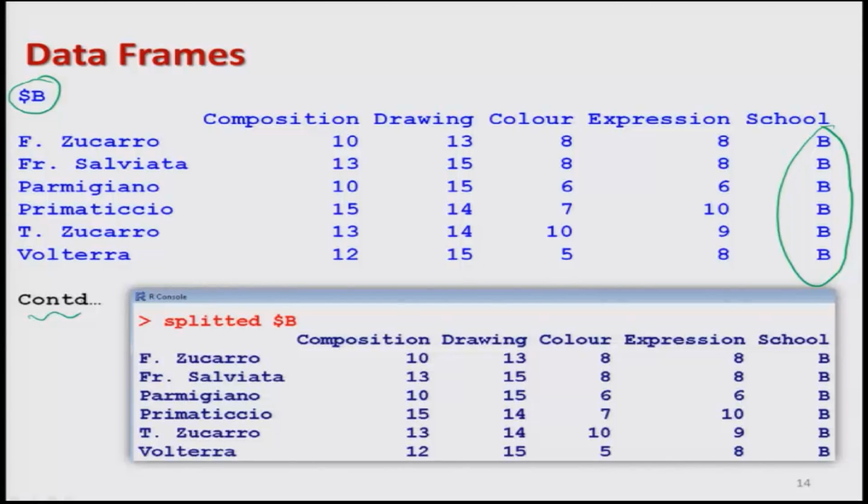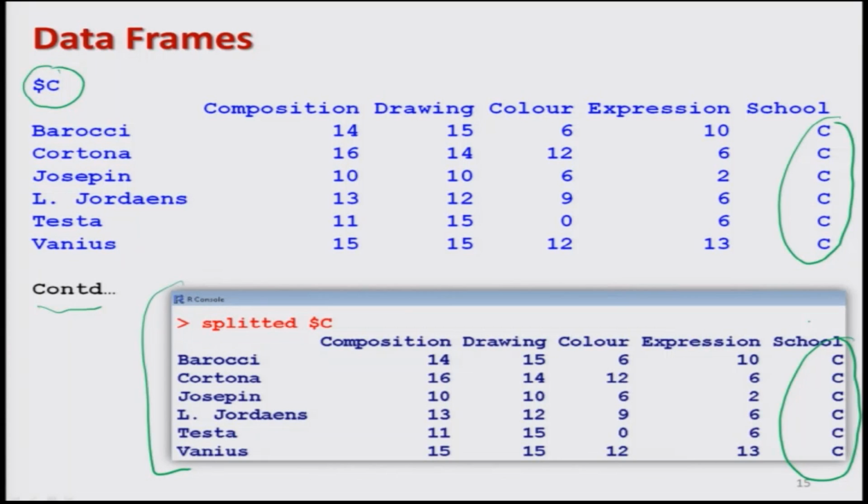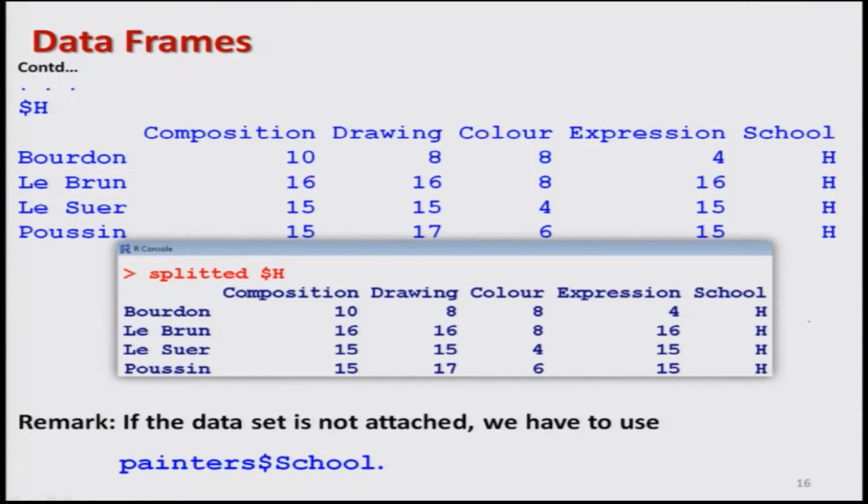It again continues, and this is the screenshot of the outcome, which shows all the factor values of B. This continues further, and then it splits the data with the factor variable C. You can see over here, this further continues, and this is the screenshot where all the values are split with respect to C. Similarly this continues further, and finally it comes to the last factor H, and you can see there are 4 values corresponding to the factor variable having value H, and this is the screenshot of this.